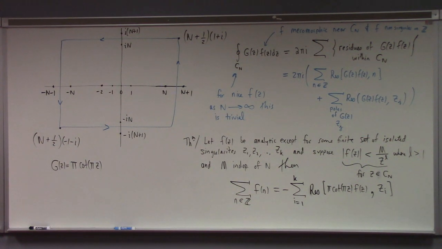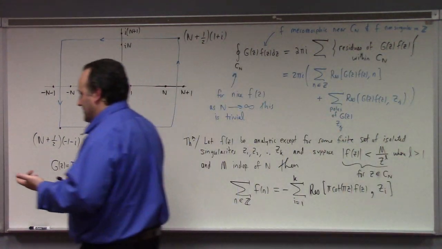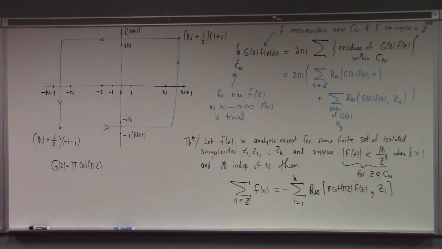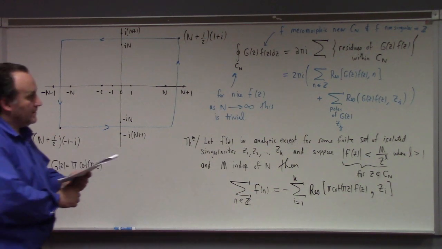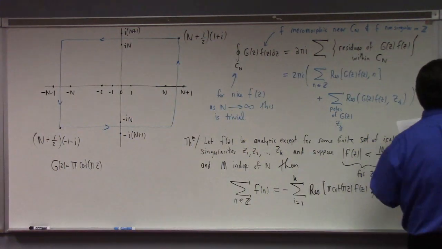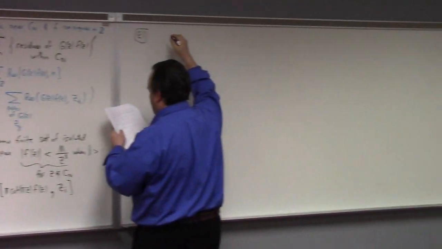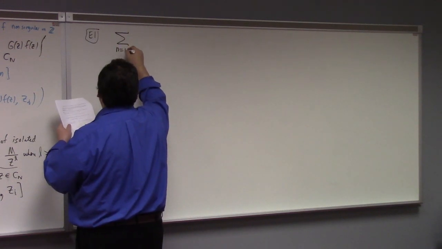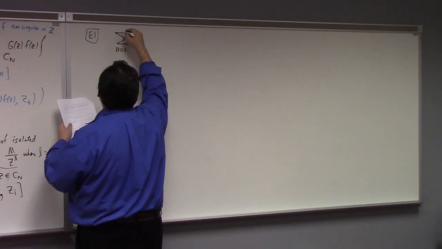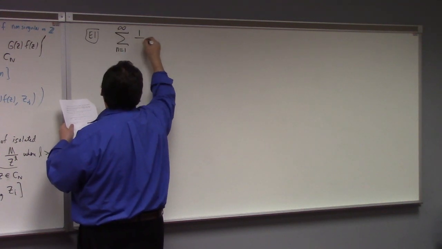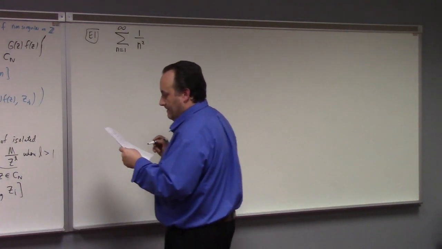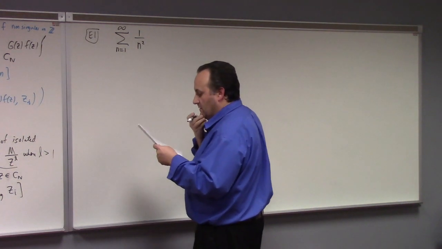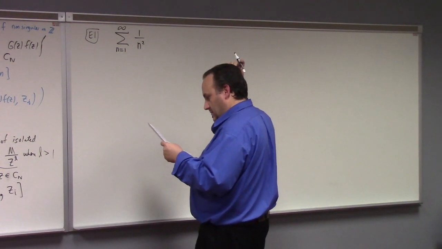Let me just actually put this into practice and do a calculation or two. Probably should just do one. Let me skip straight to the one that's actually most interesting. So example 1: suppose you want to calculate the sum from n equals 1 to infinity of 1 over n squared. All right. So, whoa.